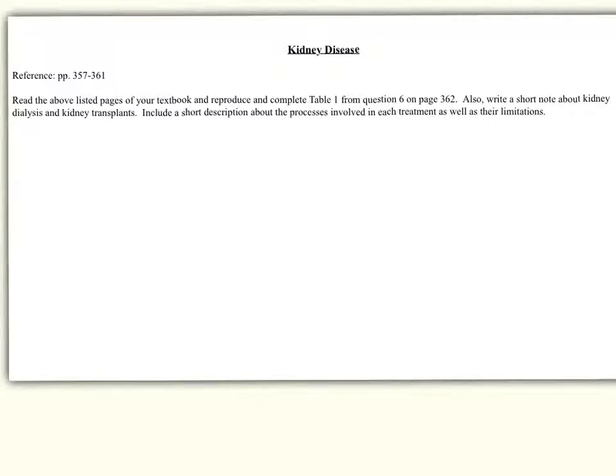What's the fourth one? Drew a blank. Diabetes mellitus. So these are all diseases of the body that affect the kidney, and I would like you to learn about them. I also want you to read about kidney dialysis and kidney transplants. So read about them, include a short description about what's involved in each of these treatments and what are their limitations. Like what is the impact on a person's life with each of these treatments? Or how come they don't work all the time?